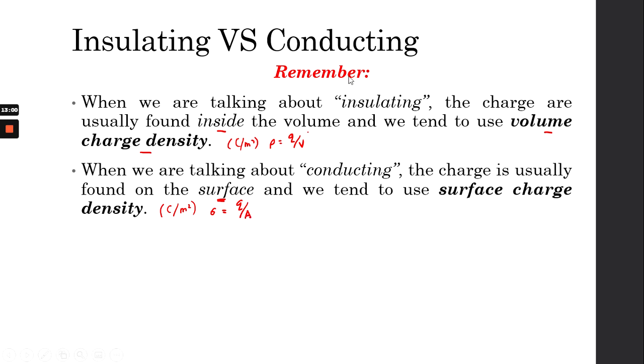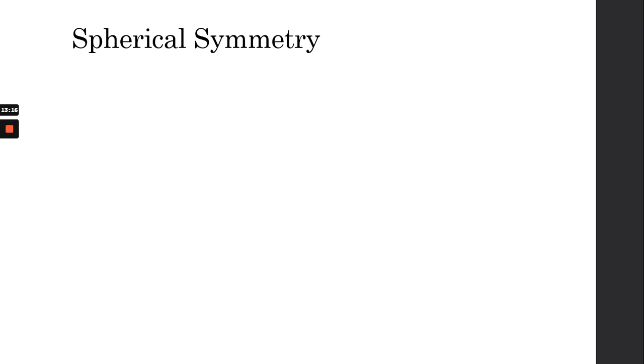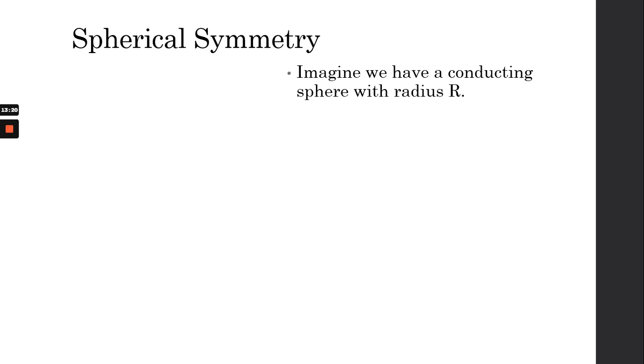So this is something that I want you guys to remember, okay? Because this will help you identify how to solve for the electric field using the Gaussian surface in terms of spherical symmetry. Okay, now let's discuss spherical symmetry. What I want you guys to start with is to imagine we have a conducting sphere with a radius r.